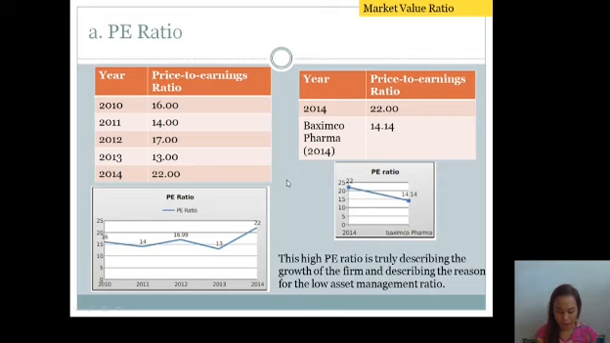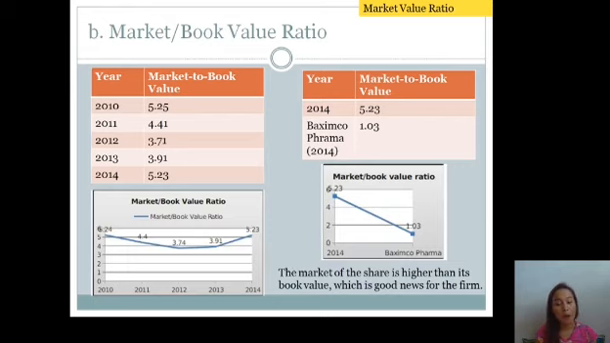The compared company also had a low PE ratio, which is 14.14, compared to Linde's 22 in 2014. This high PE ratio truly describes the growth of the firm and the reason for the low asset management ratio. So let's move to the market to book value ratio.